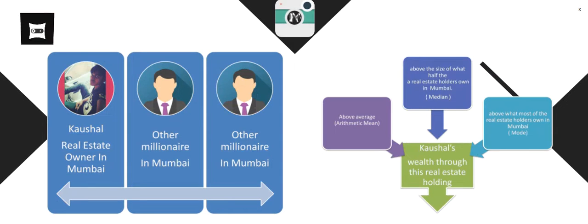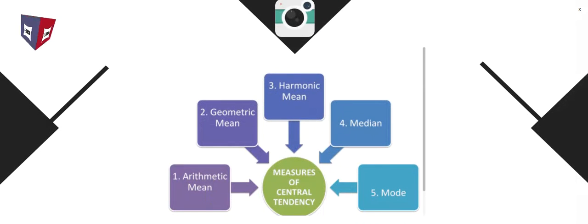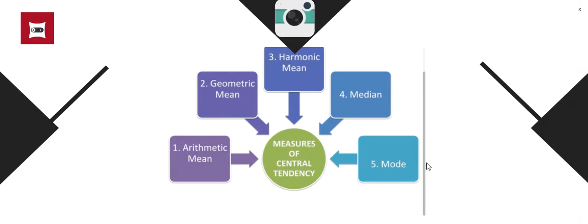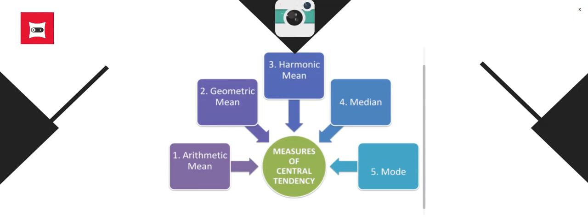So arithmetic mean, median and mode are basic measures of central tendency. There are various other measures of central tendency such as geometric mean and harmonic mean. I will summarize all these measures of central tendency, such as arithmetic mean, geometric mean, harmonic mean, median and mode. We shall be studying and learning all these types of measures of central tendency in upcoming parts.